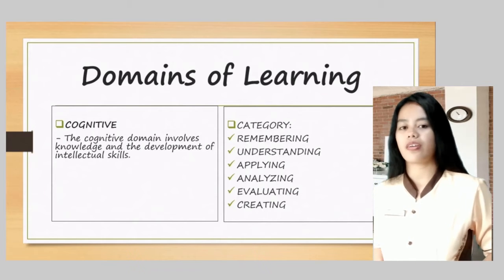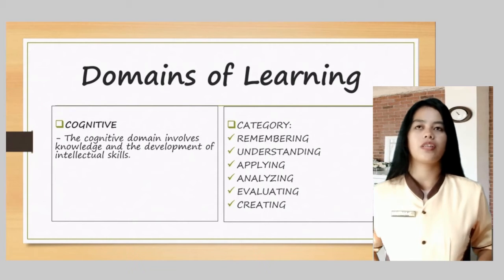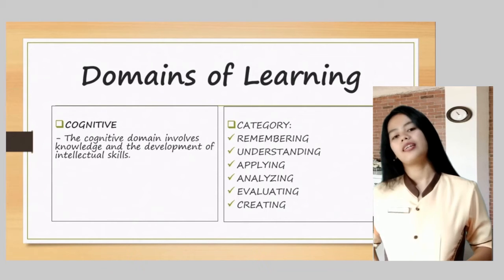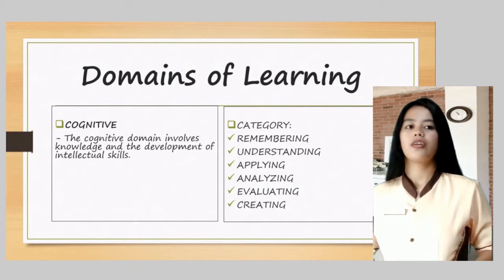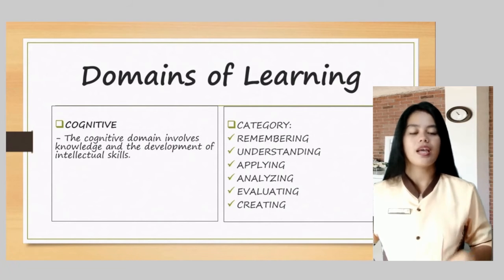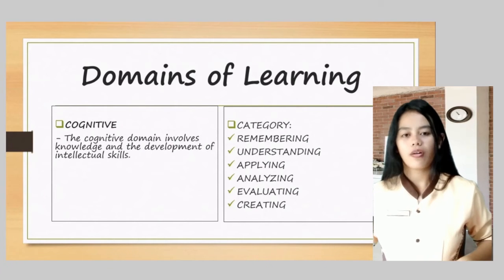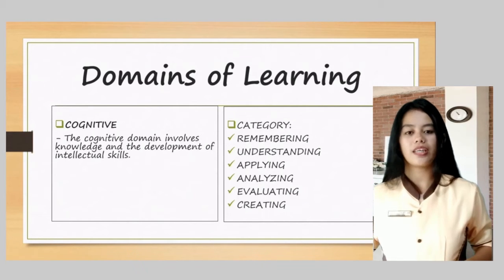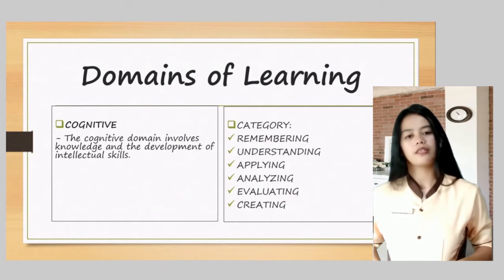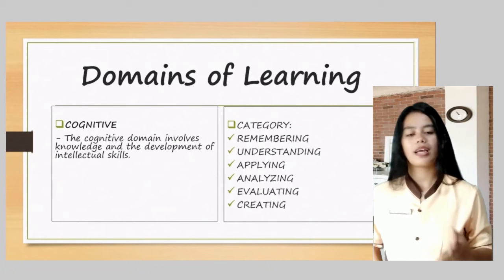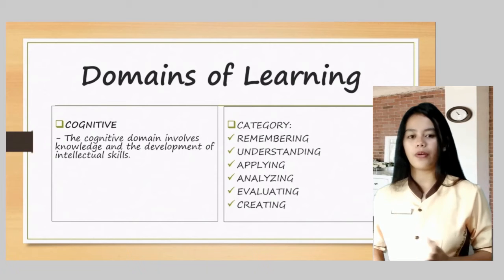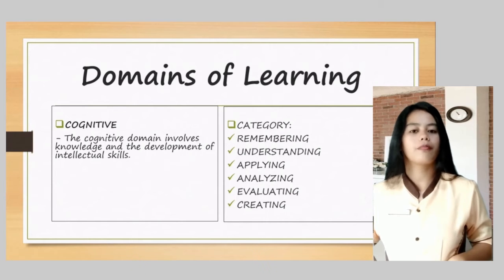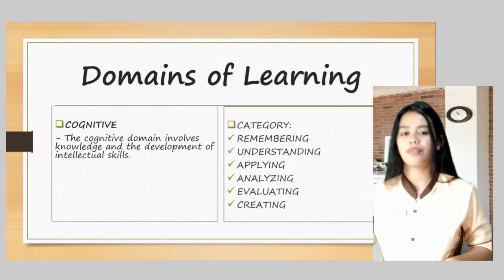So, first, we have the cognitive domain. The cognitive domain usually involves knowledge and the development of intellectual skills. And under the cognitive domain, there are 6 categories. First we have remembering. When we say remembering, it recalls previously learned information. Some of the keywords used here in remembering are defines, describes, recite, recognizes, recalls, and more. For example, recite a policy. In that way, you are remembering the policy you need to recite.